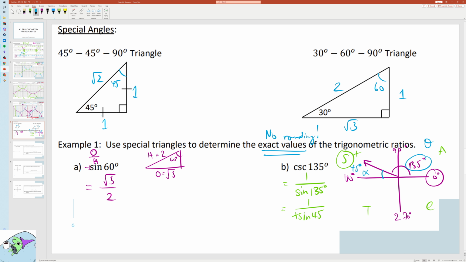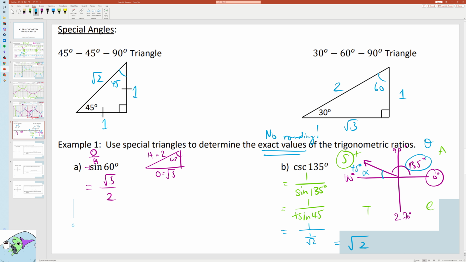Okay, now we're ready to calculate. Well, the sine of 45 has an opposite side of 1 and a hypotenuse of root 2. So it's 1 over root 2. Which, in the end, cosecant is just root 2, because we're just taking the reciprocal of that thing.